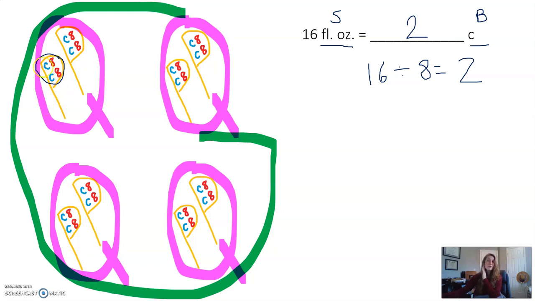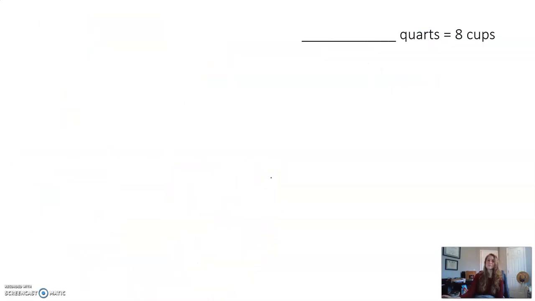Bonus, it's also the same as 1 pint. And for those of you who are a little bit more advanced and looking for that challenge, it's also the same as half of a quart. All right, let's look at another one.